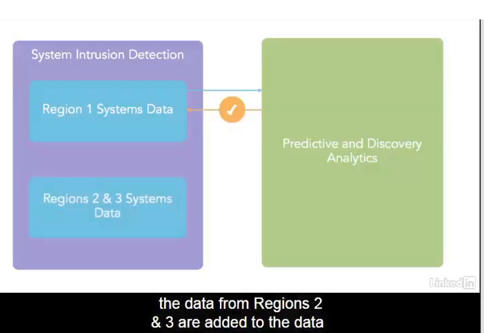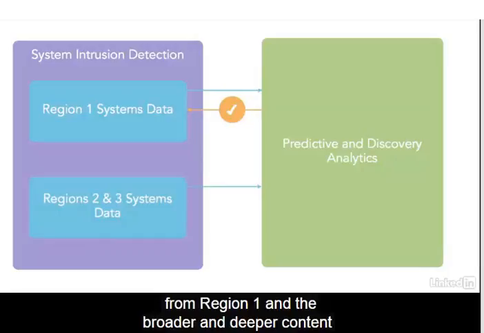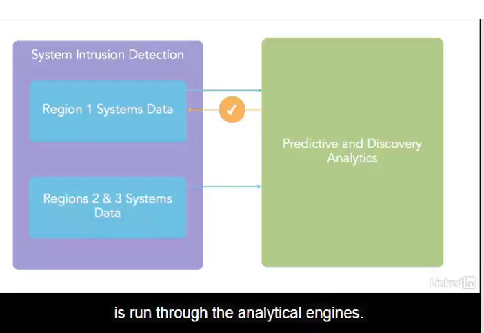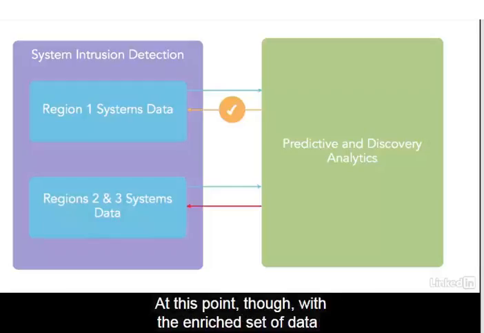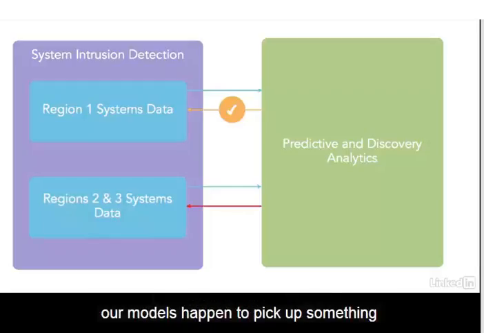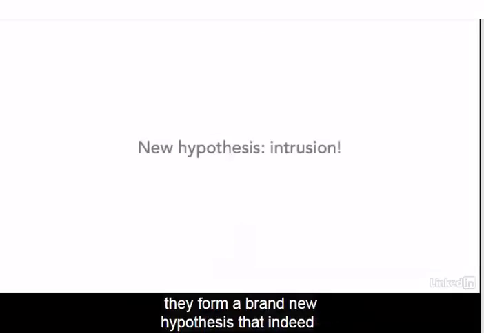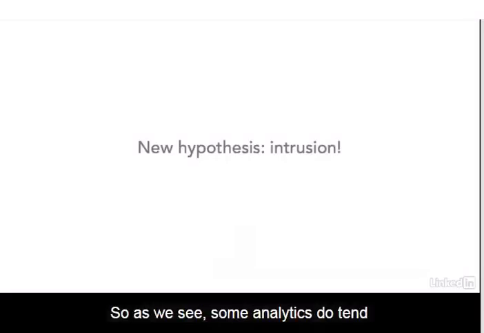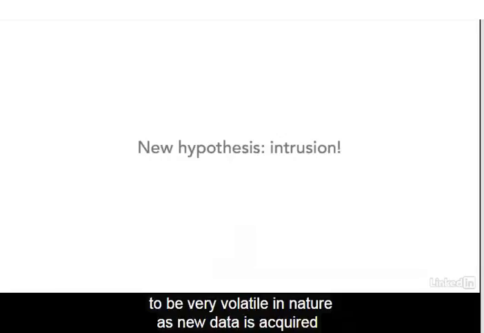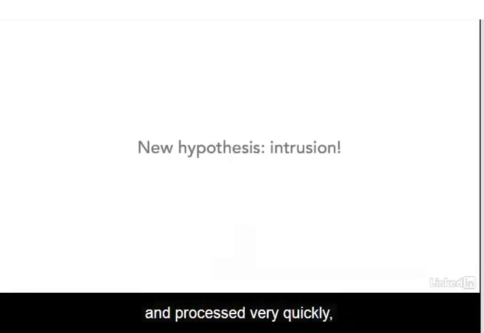Now let's say as part of our workflow, the data from regions 2 and 3 are added to the data from region 1, and the broader and deeper content is run through the analytical engines. At this point, though, with the enriched set of data, our models happen to pick up something that seems amiss. And as a result, they form a brand new hypothesis that indeed we do have an intrusion. So as we see, some analytics do tend to be very volatile in nature as new data is acquired and processed very quickly, and our prescriptive analytics workflow needs to account for that.